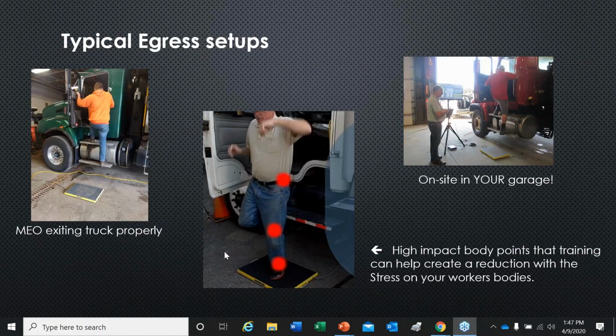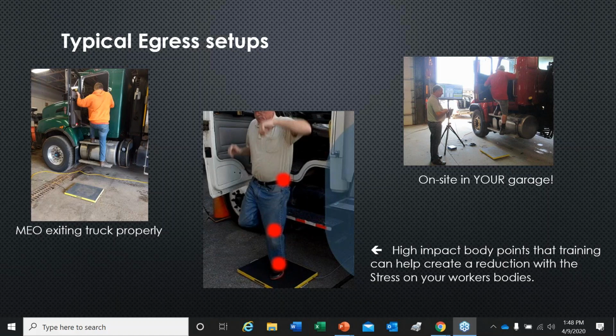And here are examples of the typical egress setups. On the left, the motor equipment operator is exiting the truck properly with the 3 points of contact. He's holding onto the different parts of the truck. He would be stepping onto that force plate to get the impact that would be occurring. And you're going to see a quick video that I've got of the people that can show you how it can be done.